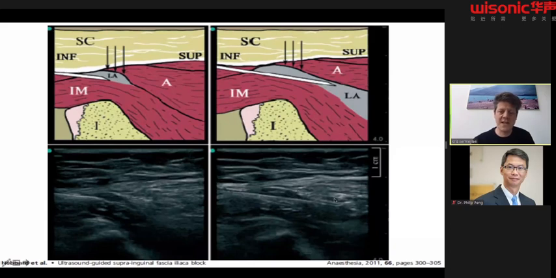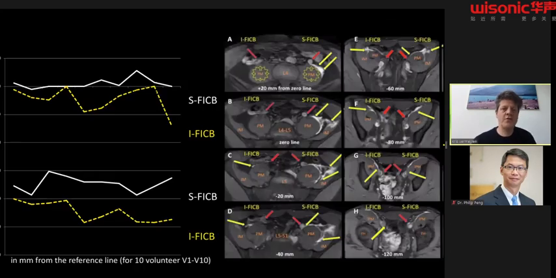And this is the suprainguinal approach. And by doing so, we saw that the local anesthetic, in this case in an MRI study on volunteers, and the dye got much more proximal. But it was not only going more proximal, the amount of local anesthetic was also much bigger if you did the suprainguinal approach. So you could get a local anesthetic much more proximal in the fascial compartment, which probably has an effect on the clinical use.